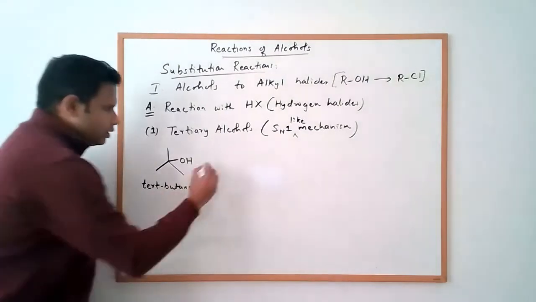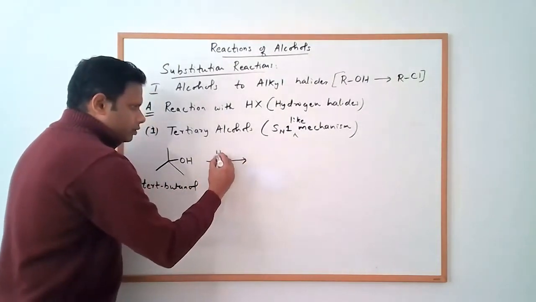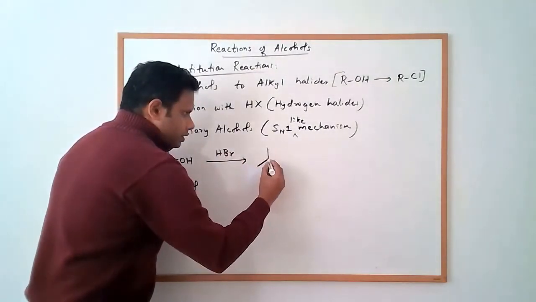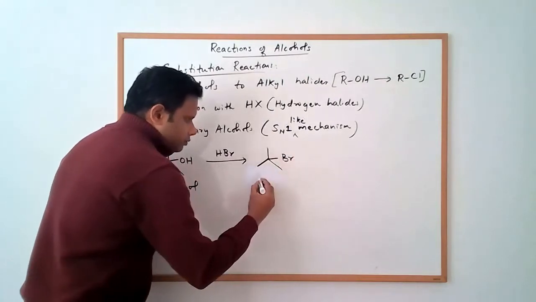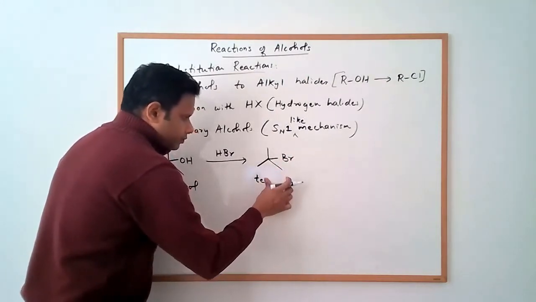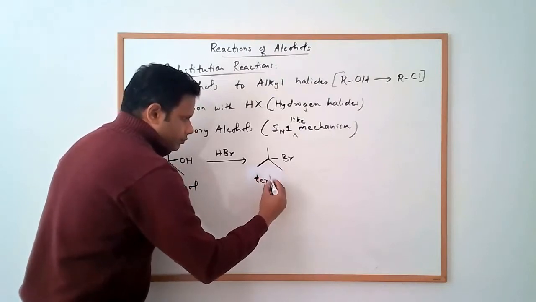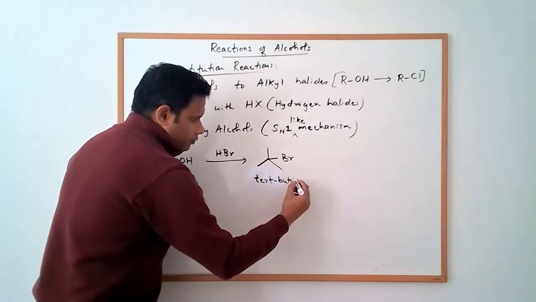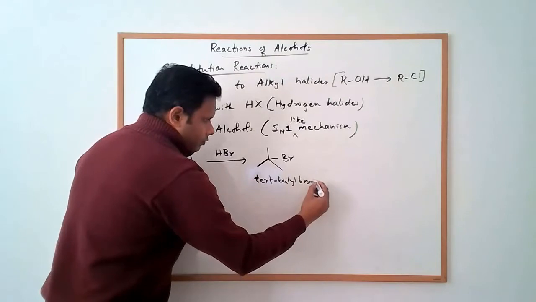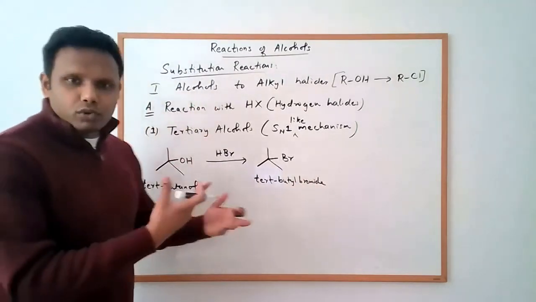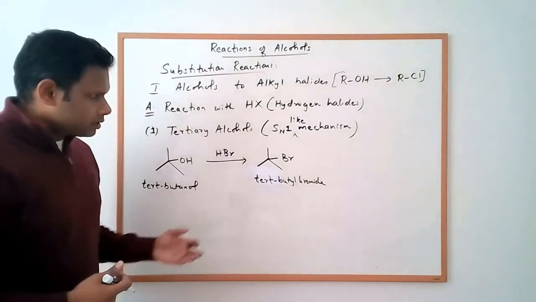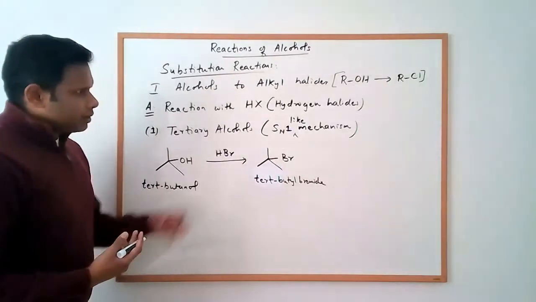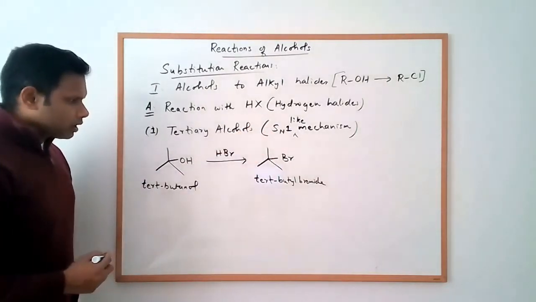This molecule is tert-butanol. If we react tert-butanol with HBr, this would give us tert-butyl bromide, or tertiary bromobutane, okay? Either way, it's going to give you this bromo compound. So what is the mechanism of this reaction? Why are we calling this an SN1-like mechanism here?